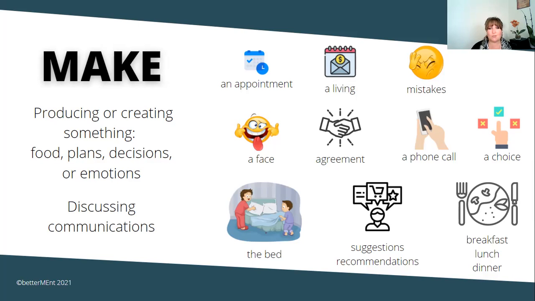For business, we make an agreement. We are creating an opportunity for business. We're creating an opportunity for communication when we make an agreement with someone.